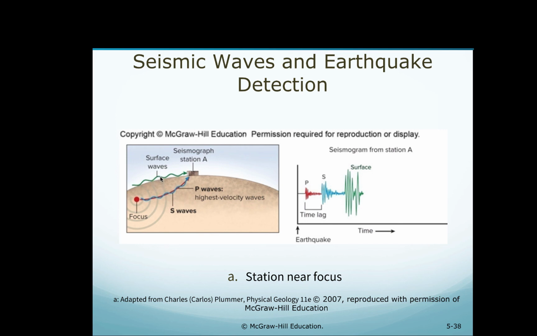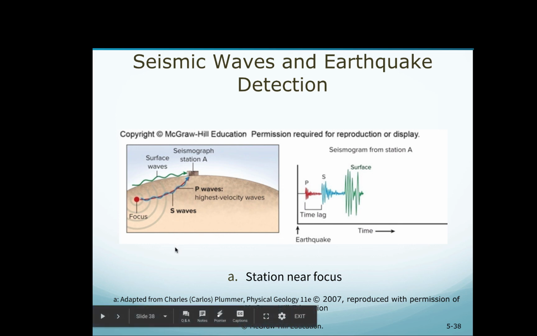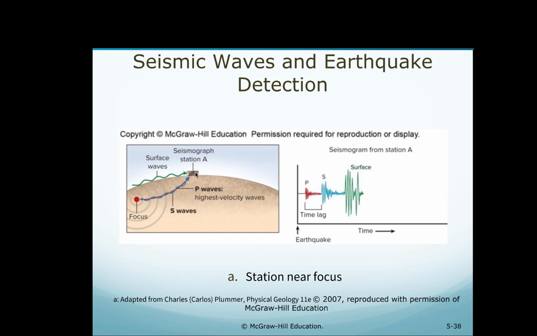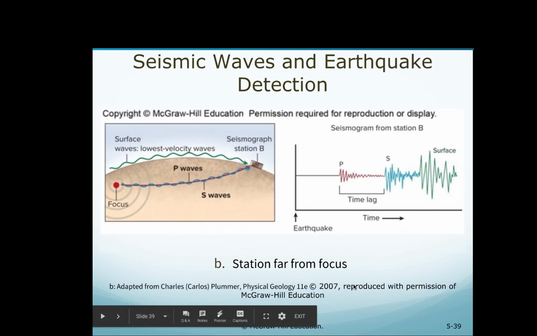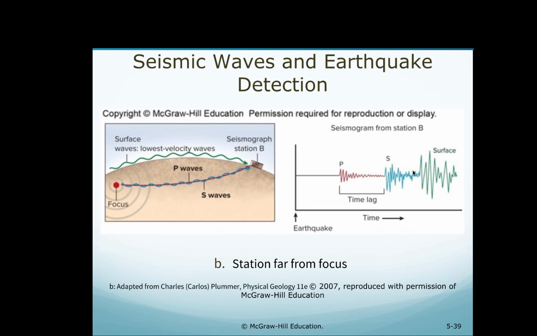Here are surface waves. That's what I was actually looking at, as evidenced by the telephone poles and the wires going up and down. This is a station near the focus, which was right here, seismograph station A. The P waves, the highest velocity waves, and the S waves. A station far from the focus experiences a little bit less. The variations are smaller.